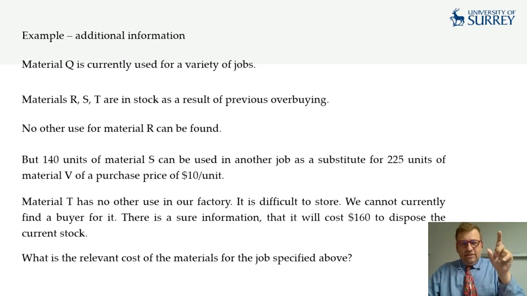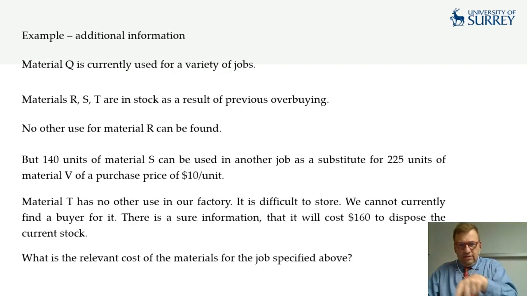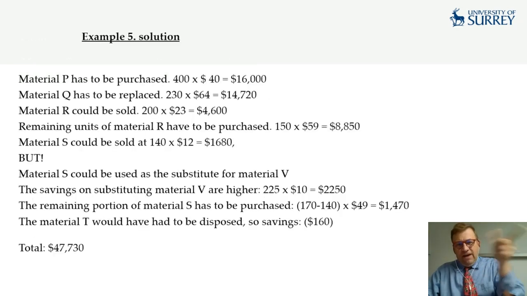Then about S, it's like an alternative. The 140 we could sell, or we could use in another production as a substitute for V, and we value it at the higher possible level. So in this case, the substitution value is higher. Therefore, we use this 2,250. And we still remember that we have to buy the remaining part.